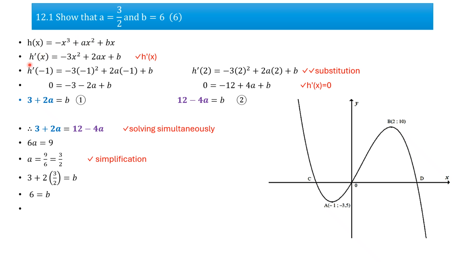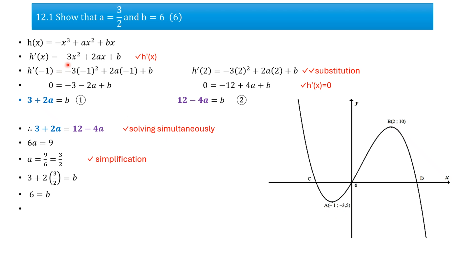So first derivative, h prime x: 3 times negative 1 gives me negative 3. 3 minus 1 gives me 2. 2 times a gives me 2a. 2 minus 1 gives me 1. And 1 times b gives me b. Right, so there 1 mark for the first derivative. So there we got minus 1 when the first derivative was equal to 0.